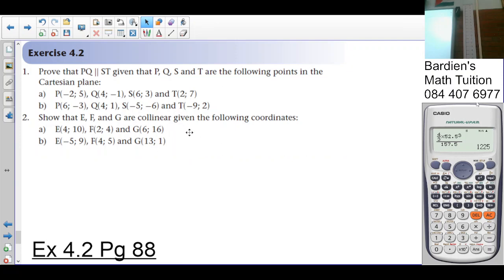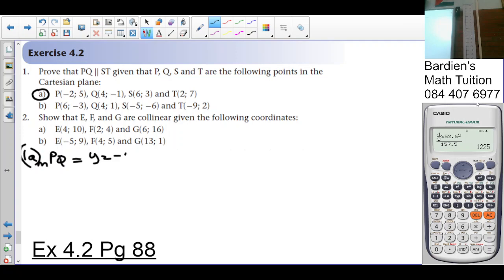Any problems with number 1? No, so I'm going to do 1A. Okay? Just in case somebody does their work later on and they realize they have a problem. So prove that the lines are parallel. What do we prove? Prove that the gradients are equal. So it's y2 minus y1 over x2 minus x1. So for P, Q it's going to be negative 1 minus 5 over 4 minus 2. So it gives you negative 6 over 6, which is negative 1.